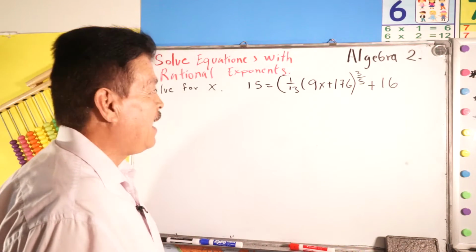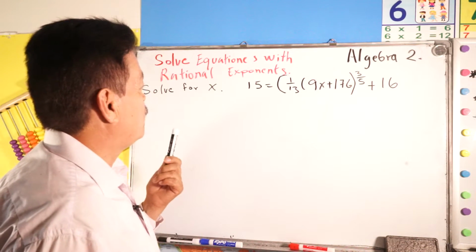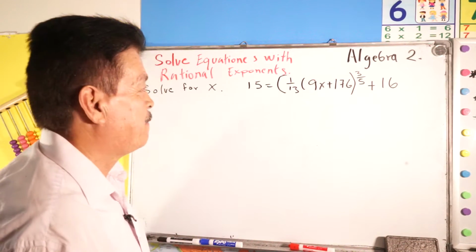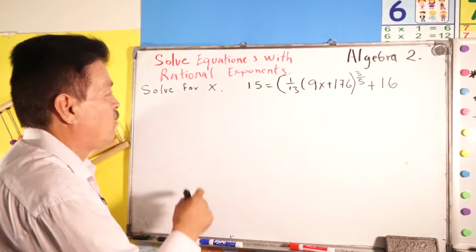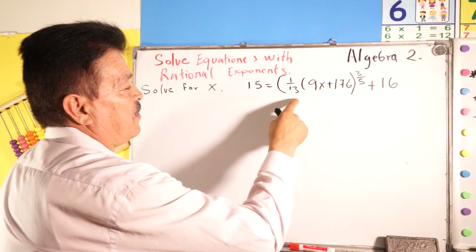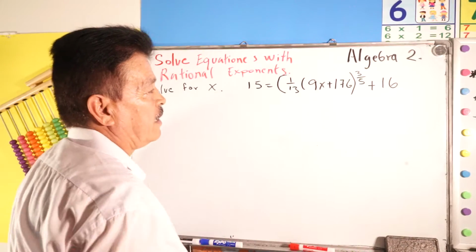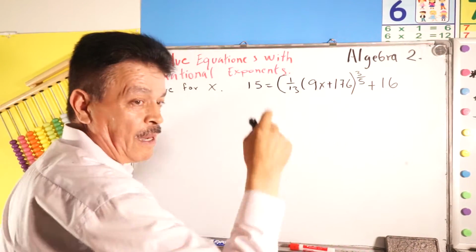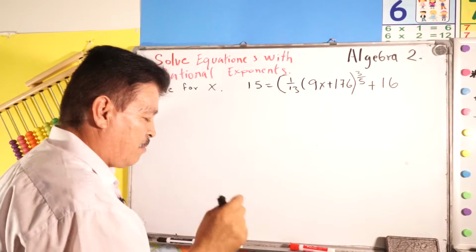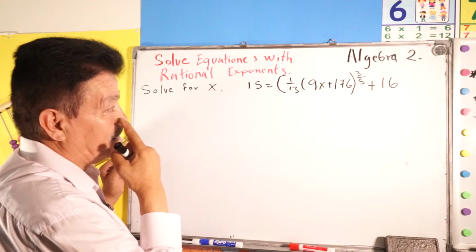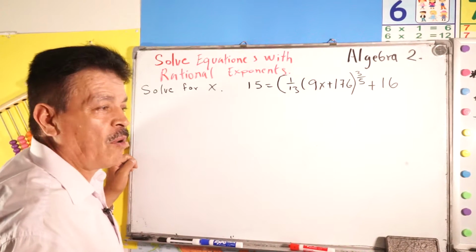Welcome to our class. We will solve equations with a rational exponent. Our problem for today is: solve for x, 15 equals 1/3 times (9x plus 17) to the 3/5 power plus 16. Okay, before that, I would like to explain some special ideas in this kind of problem.